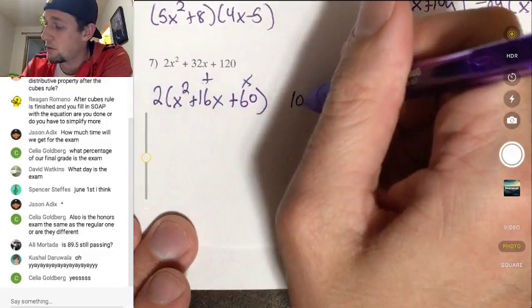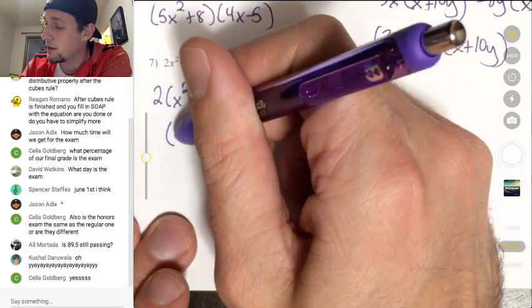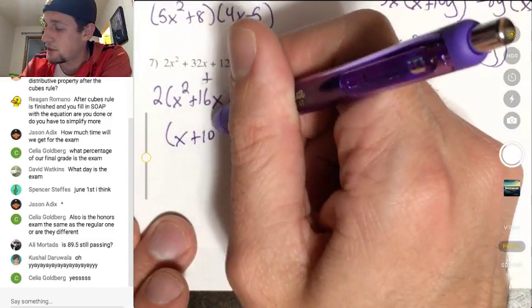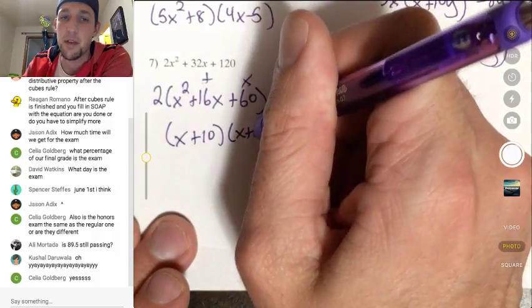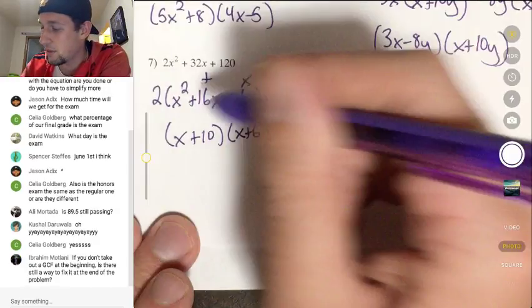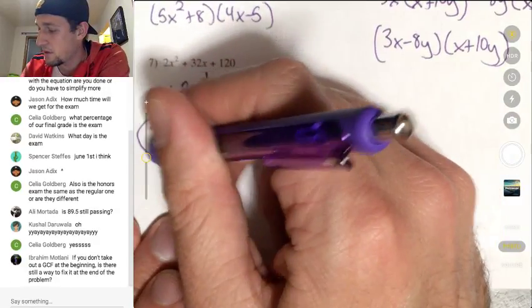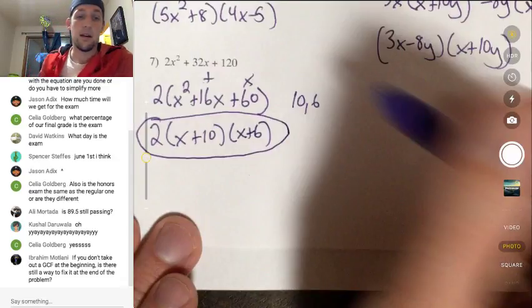And because it's a door problem, we don't have to show any more work other than writing x plus 10, x plus 6. And then we just have to make sure that that GCF of 2 comes along. Okay, so that's all we should get for that last one.